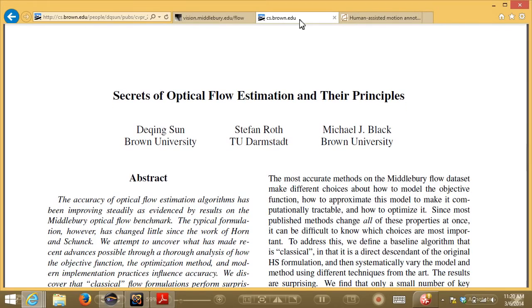about the best practices for all these little modifications that I've been telling you about over the past 15 minutes to make a flow algorithm that really performs well. And they have a nice free implementation of what they consider to be a best-practices flow algorithm. And they also have a reference implementation of Horn-Schunck.